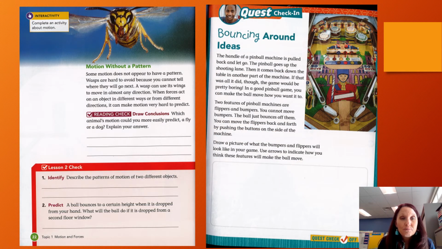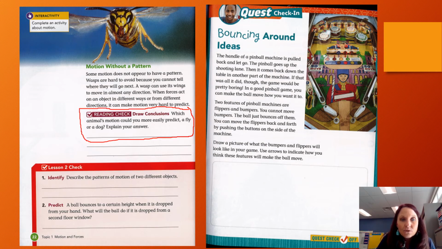And page 22, motion without a pattern. Some motion does not appear to have a pattern. Wasps are hard to avoid because you cannot tell where they will go next. A wasp can use its wings to move in almost any direction. When forces act on an object in different ways or from different directions, it can make motion hard to predict.